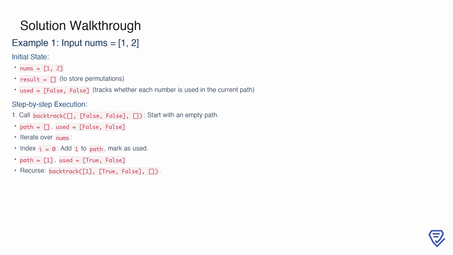Inside the function, we iterate over nums. Starting at index 0, we add the number 1 to the path and mark it as used. This updates path to [1] and used to [true, false]. Then, we recursively call backtrack with these updated values to continue building permutations from this state.